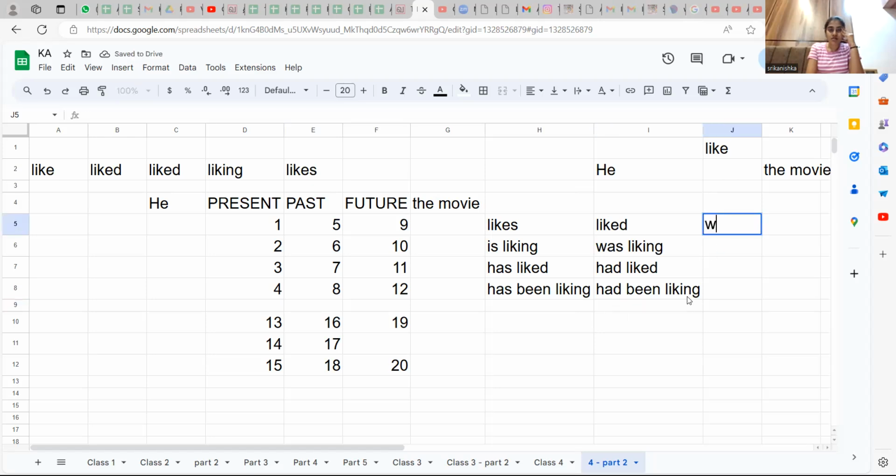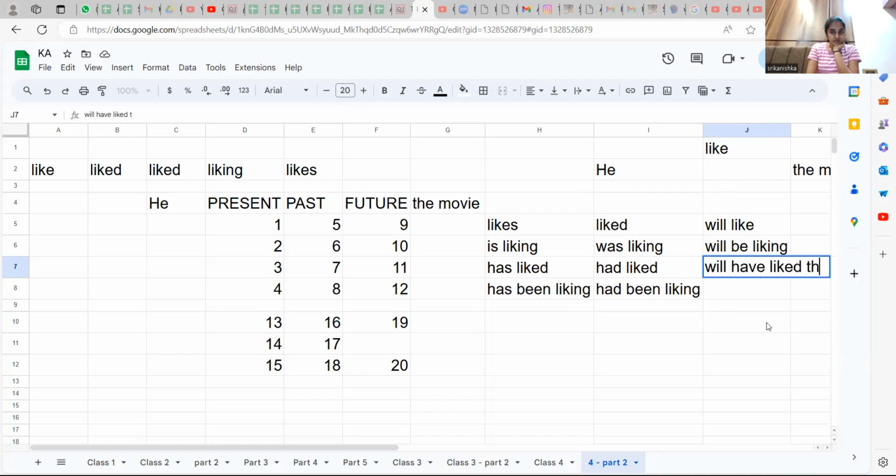He will. Yeah, go for it. He will like the movie. He will be liking the movie. The main verb won't change. You can refer to the he left. Very nice. He will have liked the movie. Next, he will have been liking the movie.